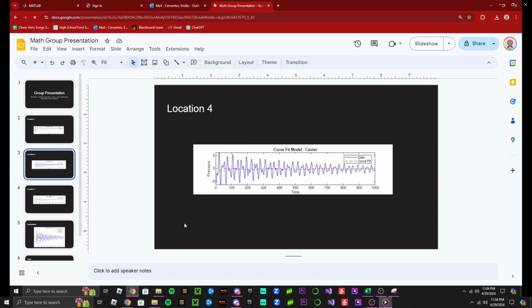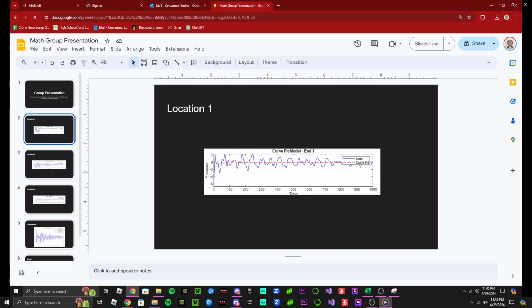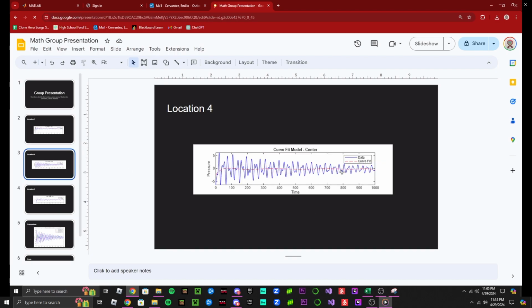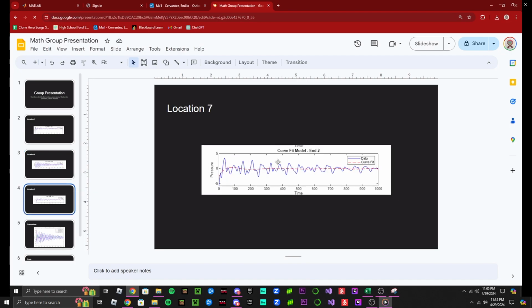Alright, so here's location 4, and as you can see, it goes from about -5 to 5, and we labeled it as center because we would expect the center of the ball to experience the most pressure from the electromagnetic waves. And as you can see, it dies down, and compared to location 1, it definitely has a higher rate of pressure over time, and they're both similar shape.